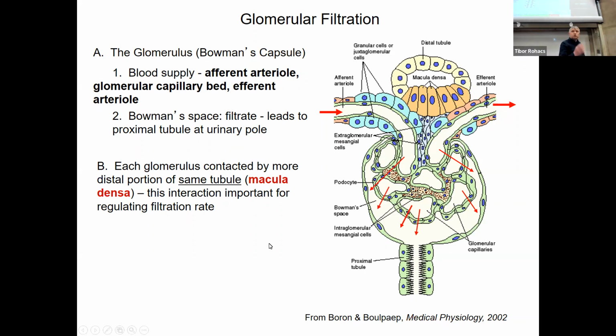One more thing that was also shown in the previous one that I didn't emphasize is that this tubular system will go down to the deep medulla, then it comes back, and when it comes back, in this structure called the macula densa, it will touch the same glomerulus. This will gain some importance later, as you will see.